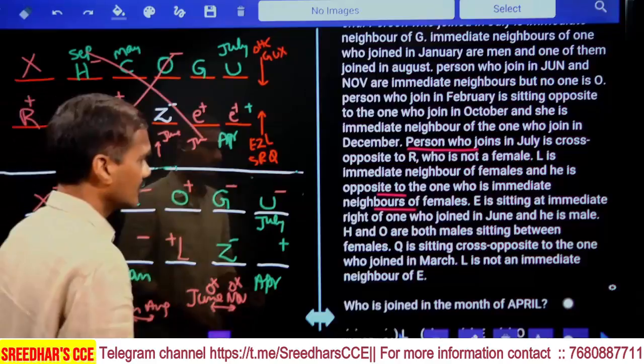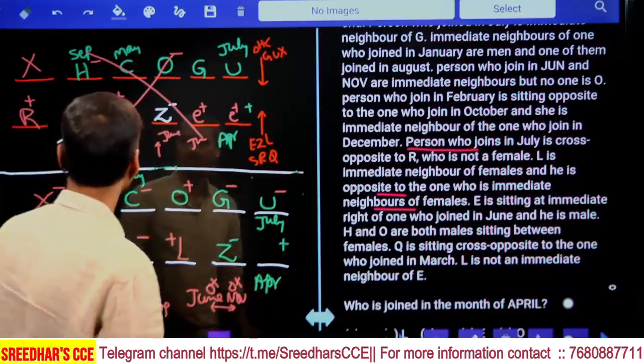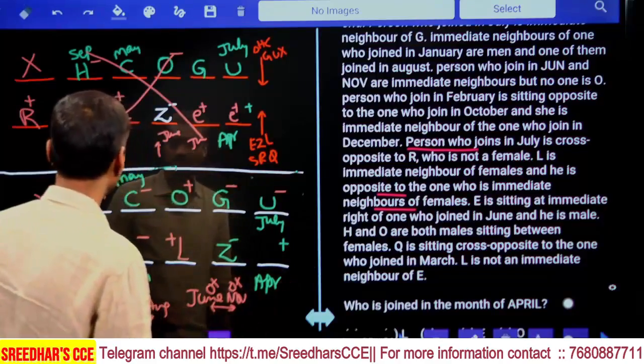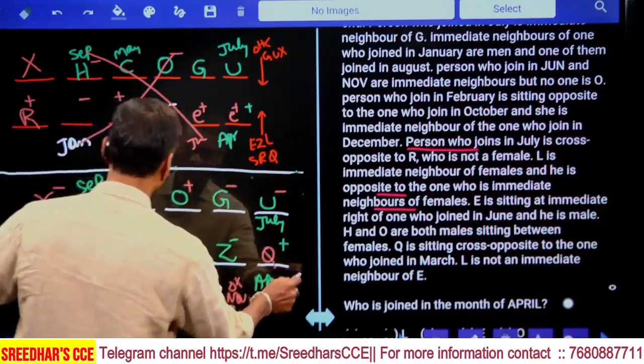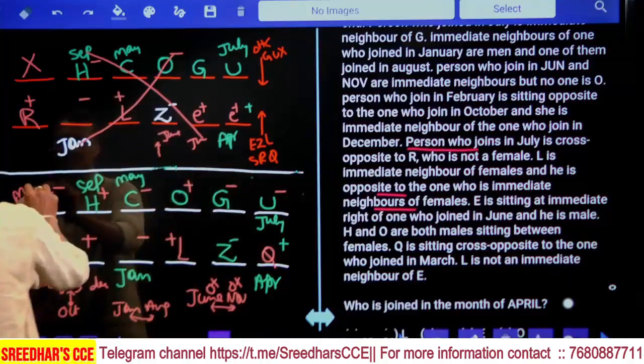H and O. Q is sitting cross opposite to the one who joined in March. Q is opposite to March. Not here. Cross opposite means Q must be here. And March. This person must be in March.